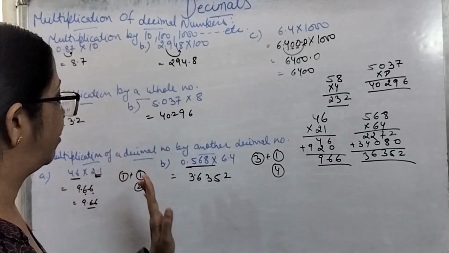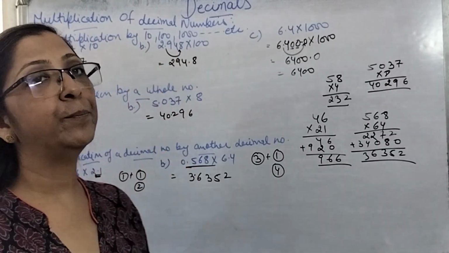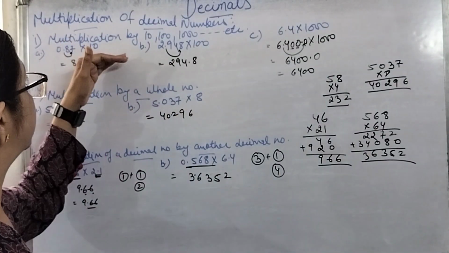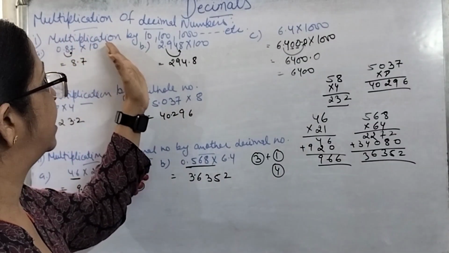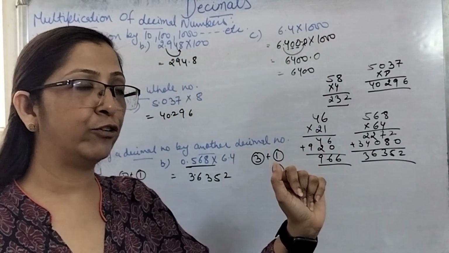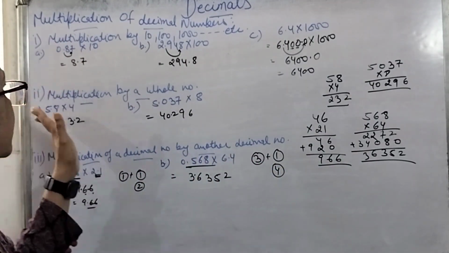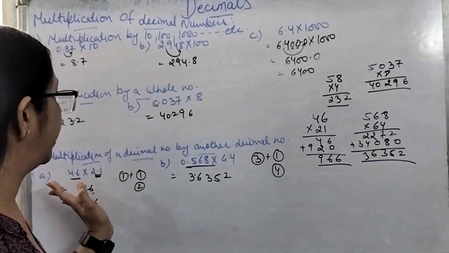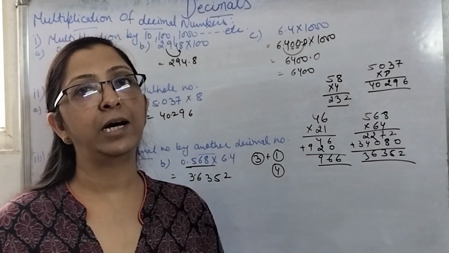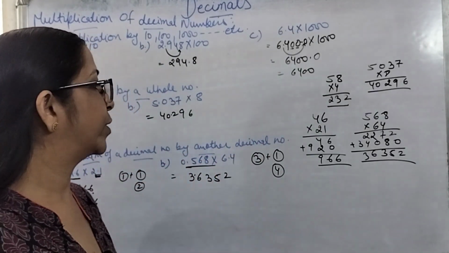This is how we will be multiplying any two given decimal numbers. This is the easiest case, when the multiplicand is going to be multiplied by 10 or a higher power of 10. So this is one case. This is another case, when a multiplicand is going to be multiplied by a whole number, and when both the multiplicand and multiplier are decimal numbers. How we can multiply it.